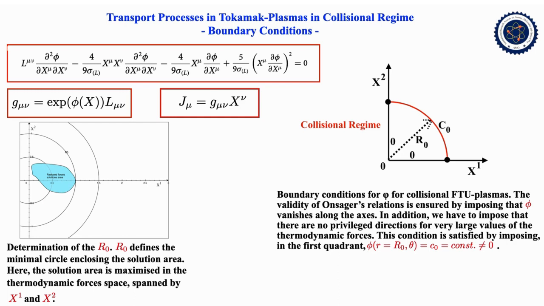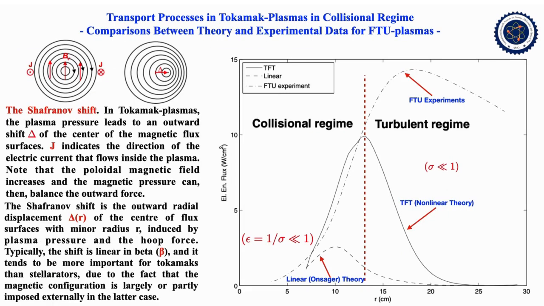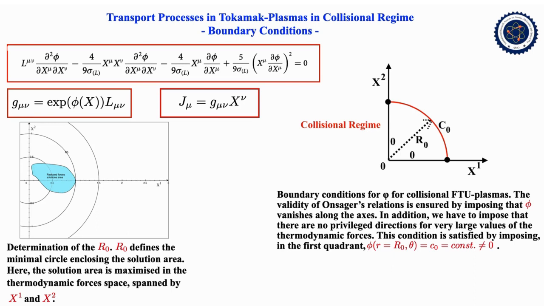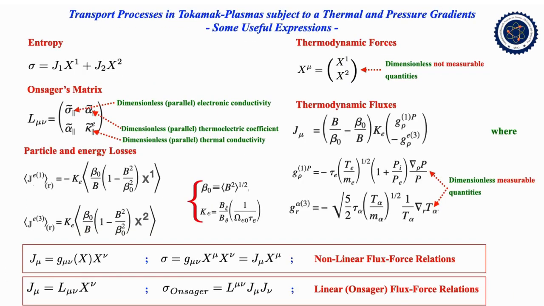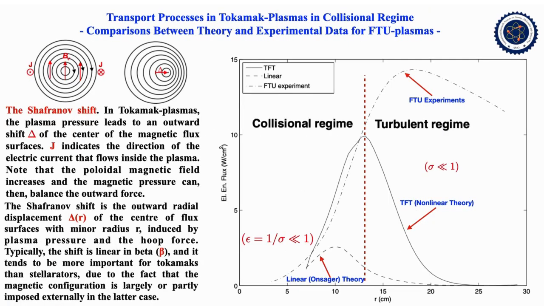Okay, if we solve this equation, and as I said, if we know phi, we know g. By knowing g, we can invert this equation because we know J, we know X, and then if we know X, we can put these results here and then find these two losses. If we perform this calculation, we obtain these graphics.